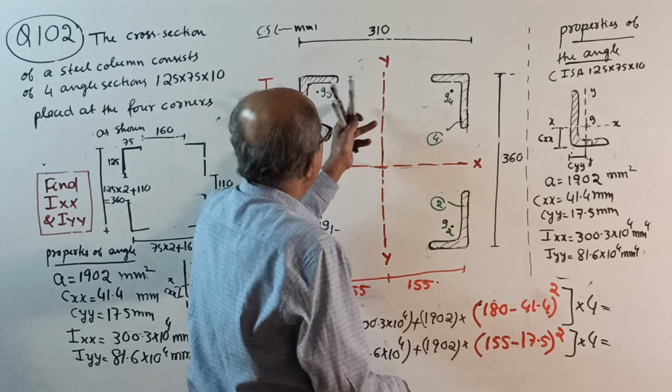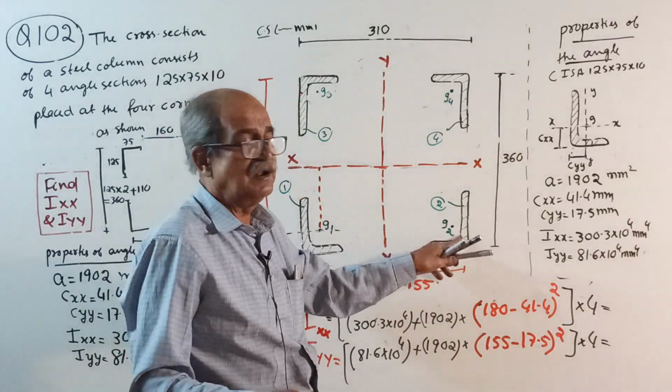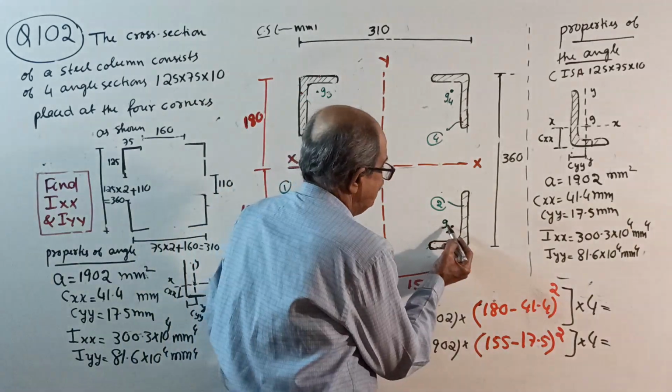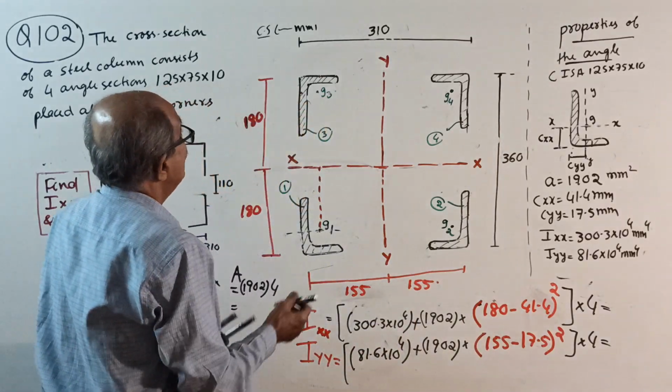Into 4. Why? Identical all the 4. If you calculate for this also, the same answer will come. Once again, when you draw the axis here, it will be the same axis, not required. Into 4.